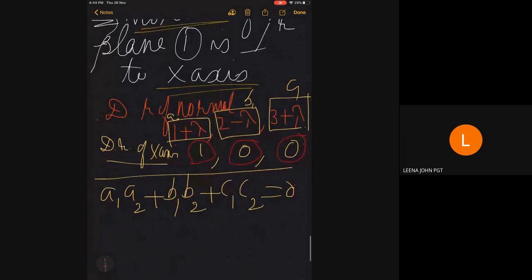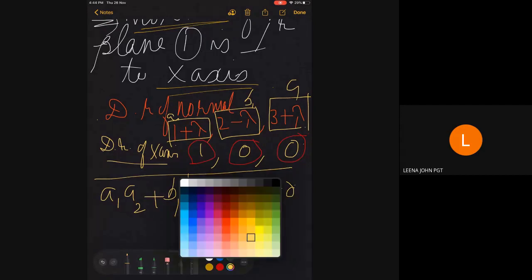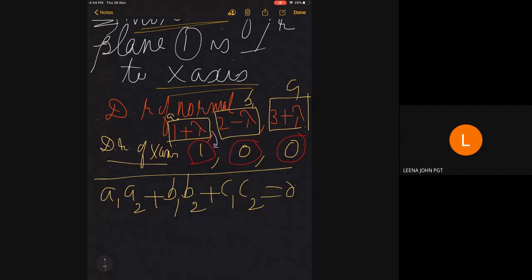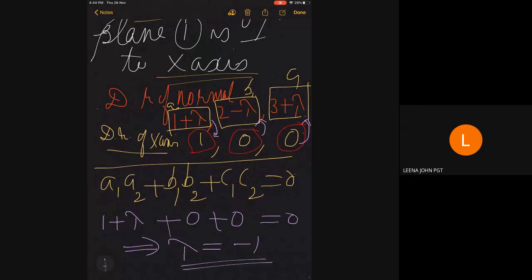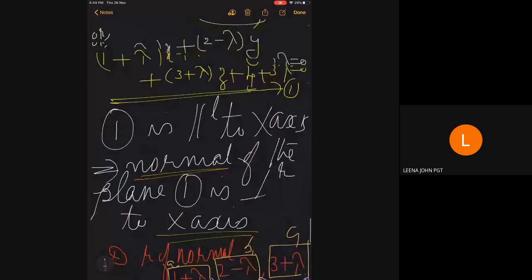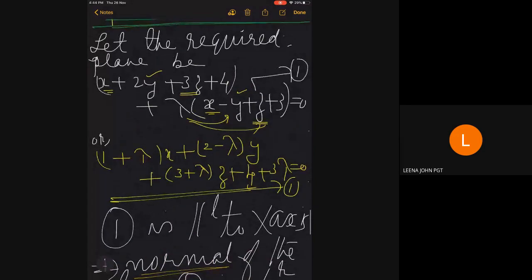So when you apply this, you directly multiply and write. A1 into A2 means 1 plus lambda into 1, so we can write 1 plus lambda, plus B1 B2, it is 0 into this, plus C1 C2, 0 into this. So you will get 1 plus lambda plus 0 plus 0 equal to 0, which means we are getting the value of lambda as minus 1. Once we get the value of lambda, we can find the equation of our required plane.